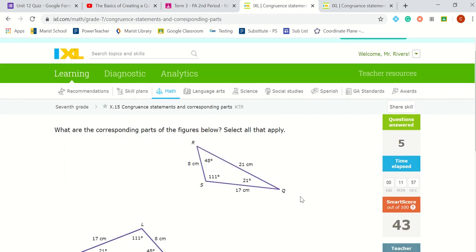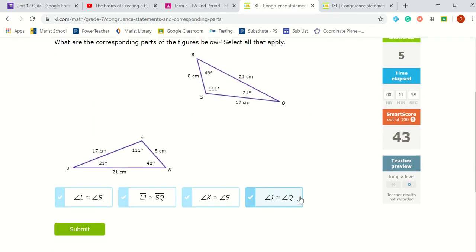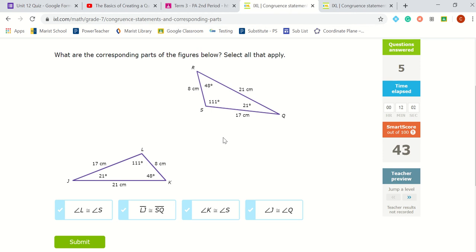All right. Let's see here. I'll just do this one quickly. L is 111. S is 111. Yes. LJ is 17. SQ is 17. Angle K is 48. Angle S is not 48. Angle J is 21. Angle Q is 21. So we have 3 of the 4 this time.